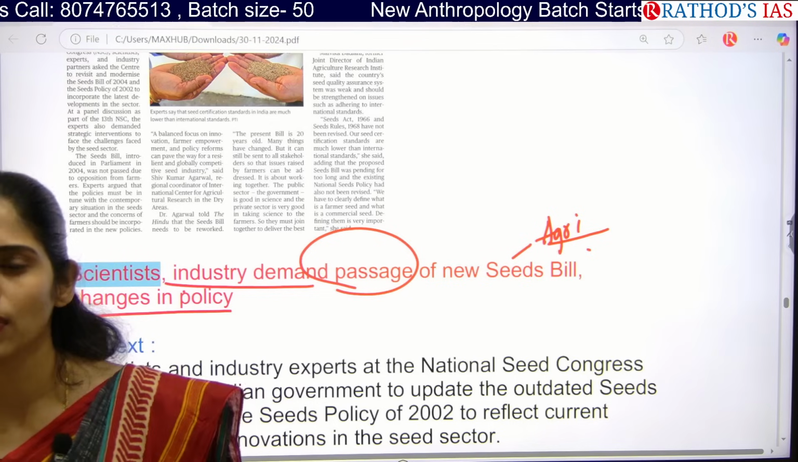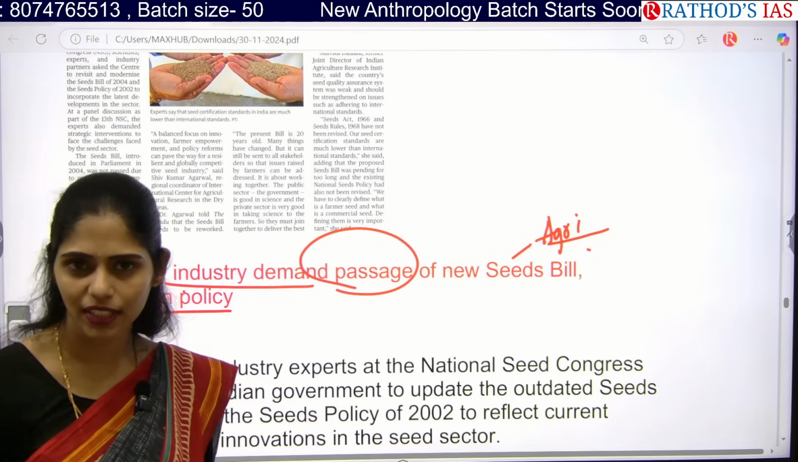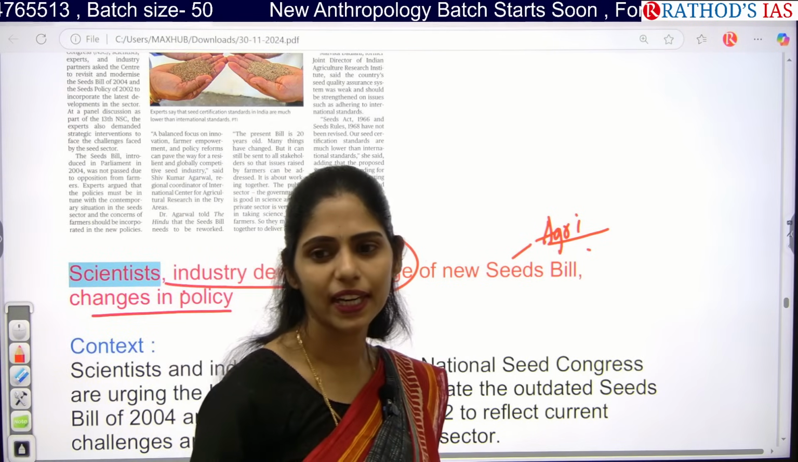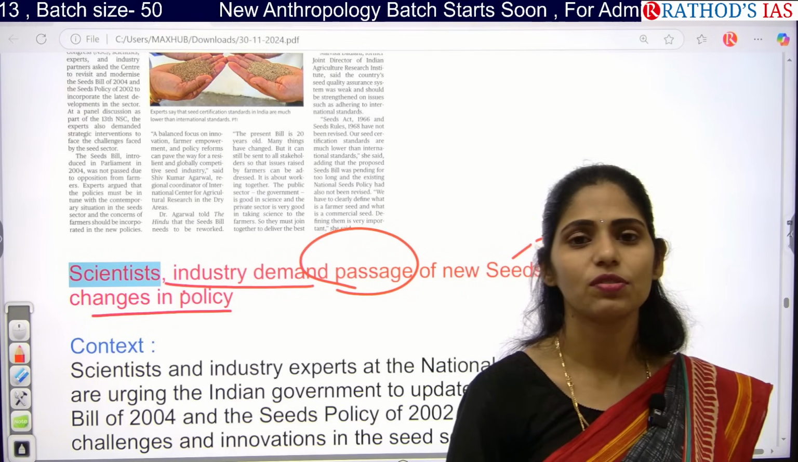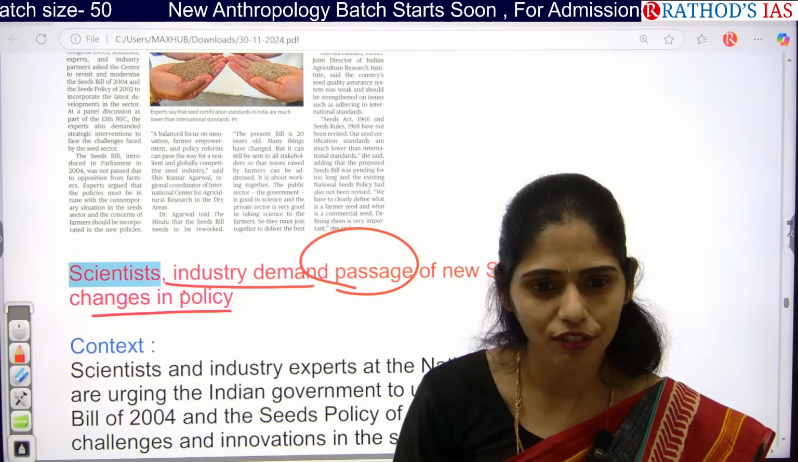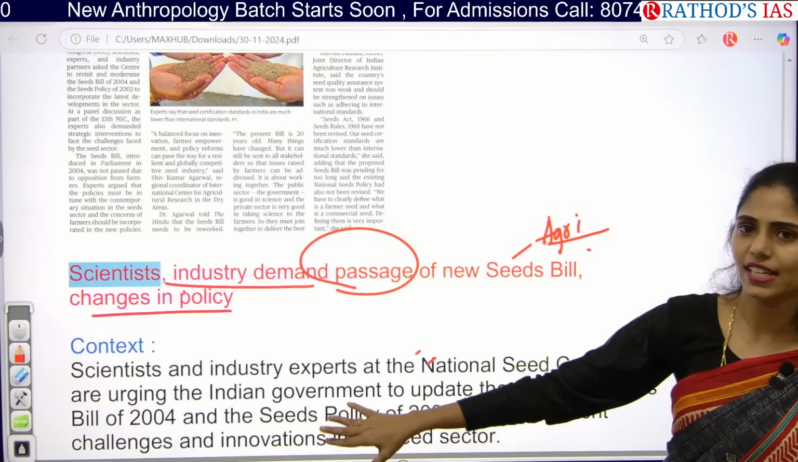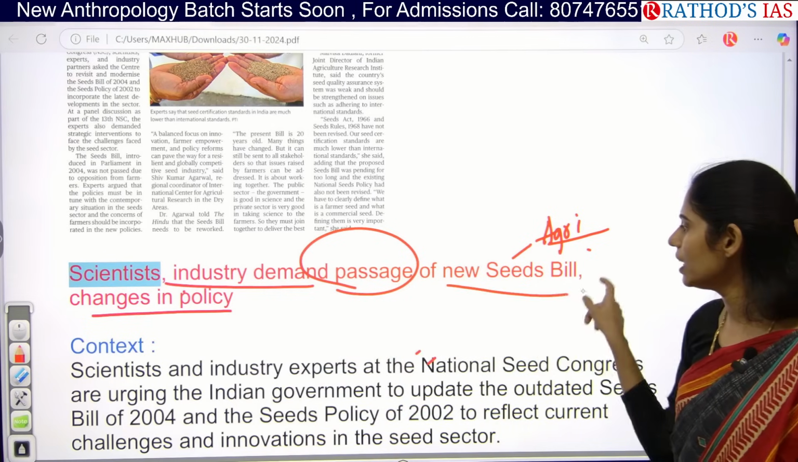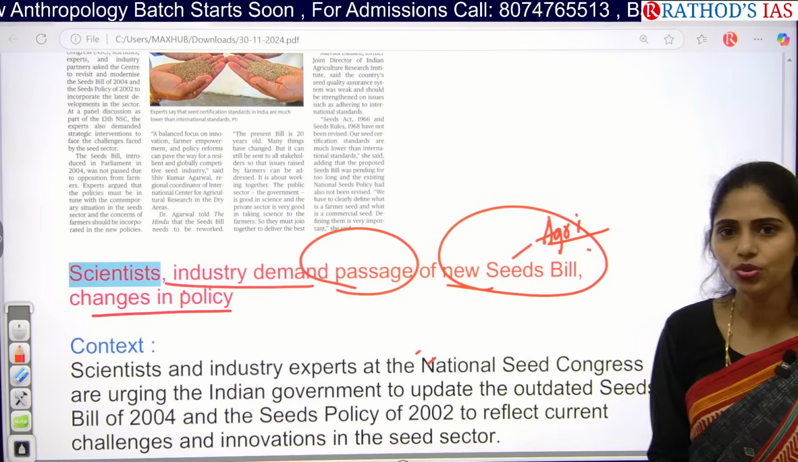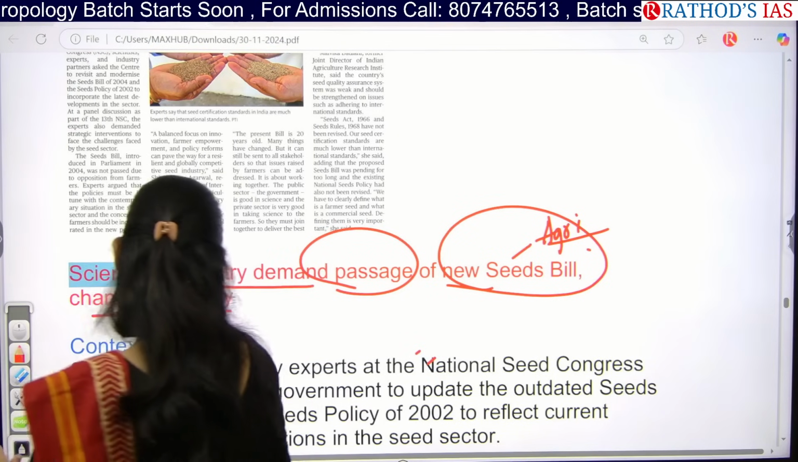So because of this, what happened? The agricultural productivity will be decreased, and finally the farmers will be getting affected. So because of this, we didn't achieve the target of doubling of farmers' income by 2024. So because of this, now scientists and as well as industries, they are demanding for the passage of this new seeds bill. Okay.